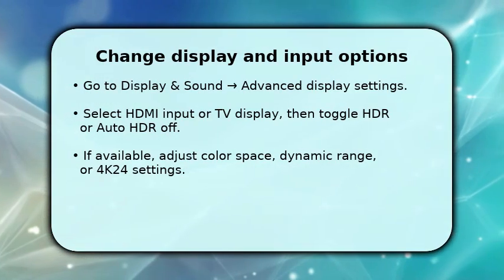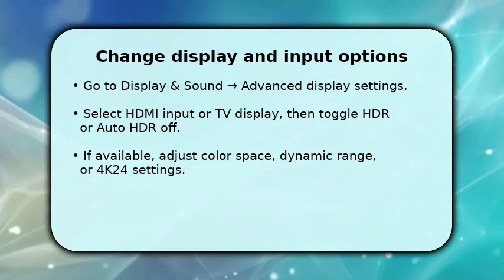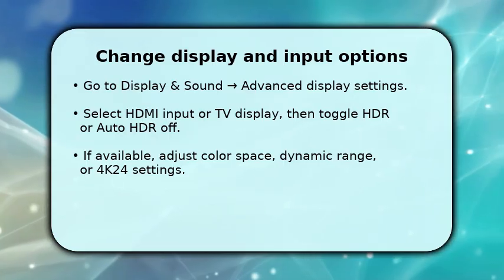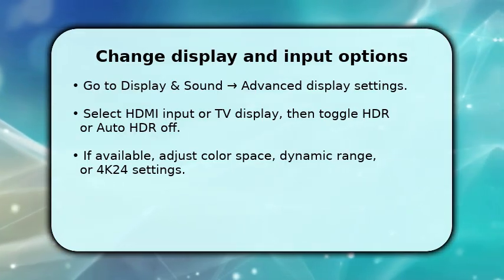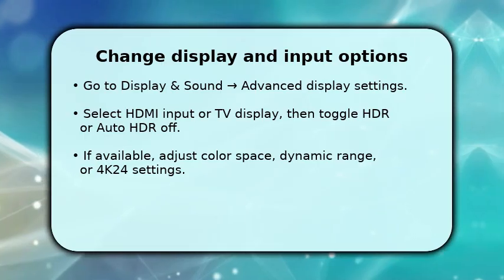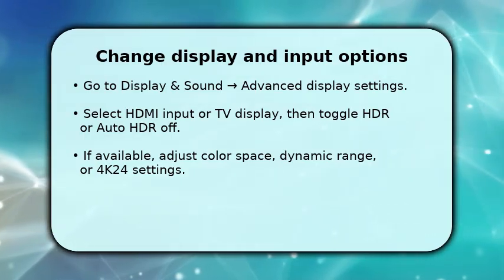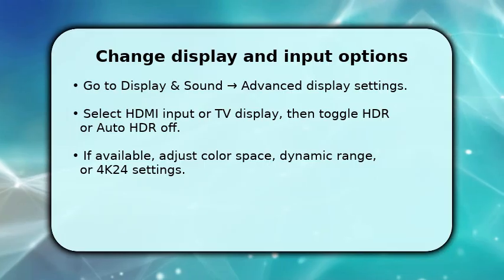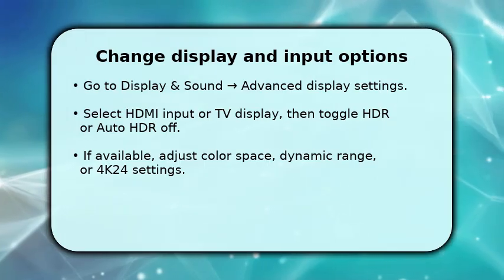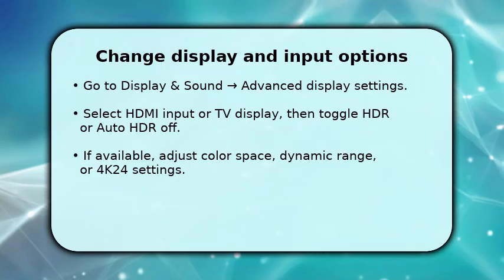Now you navigate deeper into display and sound to find advanced display settings. You choose whether to change system-wide display or a single HDMI input. Pick the input showing HDR content to be precise. Once selected, turn off HDR, auto HDR, or any dynamic range option. This forces standard dynamic range output.